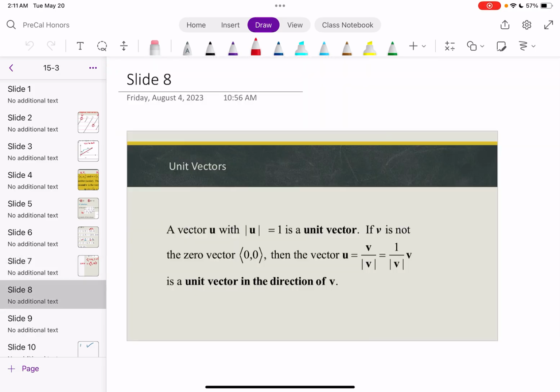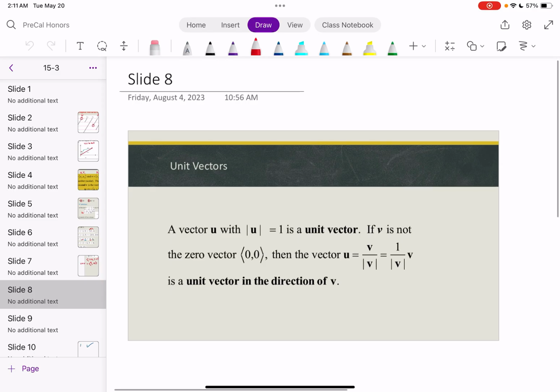Let's go ahead and take a look at slide 8. Now, in slide 8, we are taking a look at our vector u and how the absolute value of u is equal to 1, a unit vector. Now, this is pretty important because it helps us to have that understanding that we will have a single vector of u, and we would go ahead and write our vector on the top over the absolute value of v, or of that vector underneath.